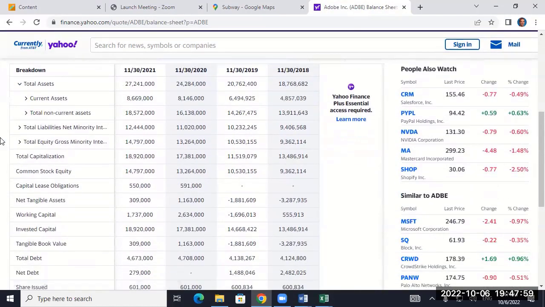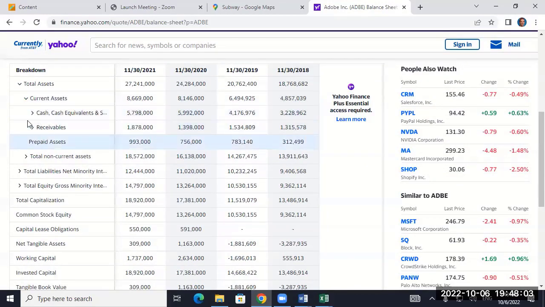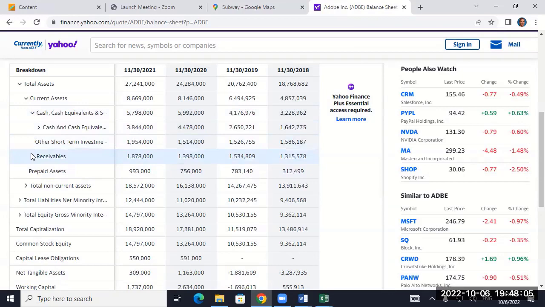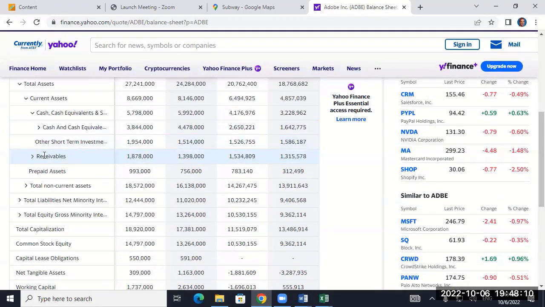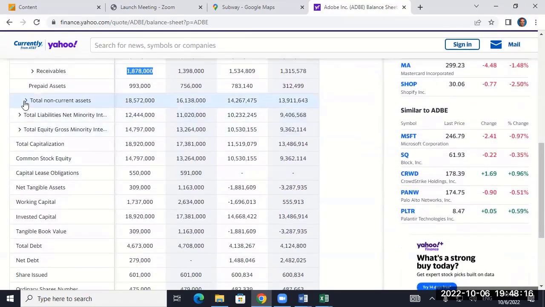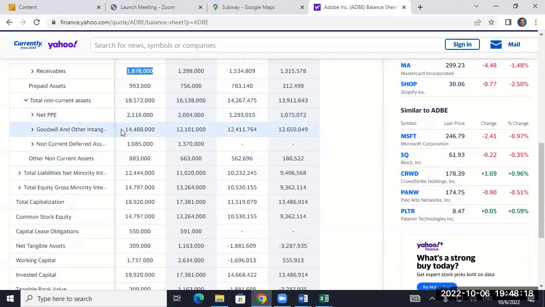So they have $27 billion in assets. They don't have receivables, it doesn't look like. I mean, inventories. They do have receivables. That's kind of interesting. So their biggest asset is goodwill. That's over half their assets is goodwill. What does that mean? They've been acquiring a lot of other firms.